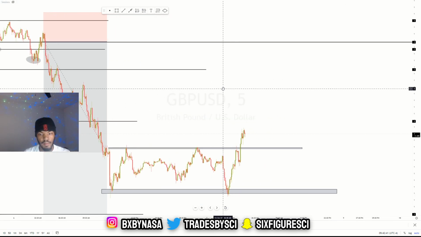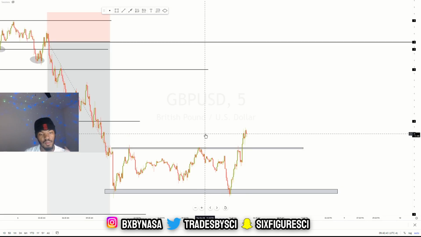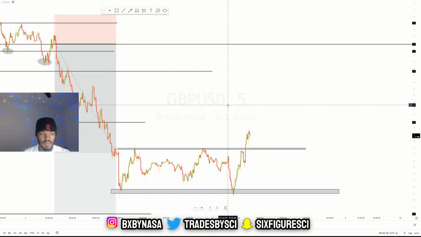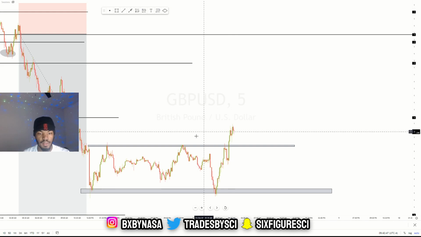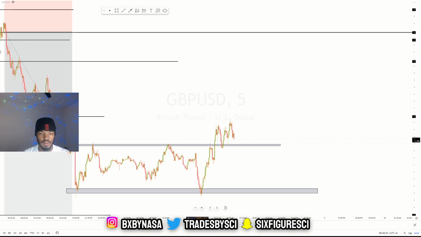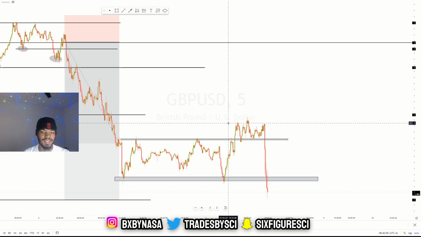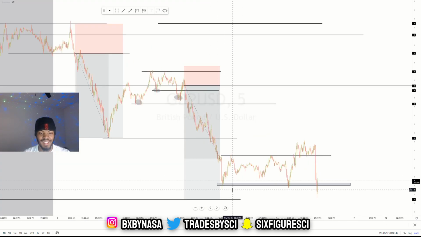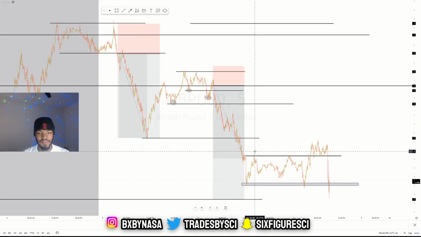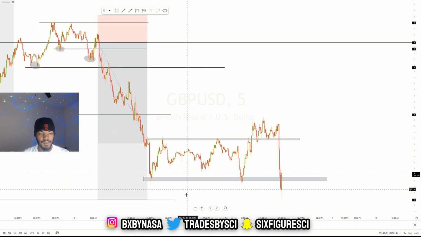Alright, so now we have price coming back above these highs, and we're looking for price to continue higher. So now we can see if price is going to continue higher here. Let's see. Price is holding up as support. Yeah, there we go. Alright, so we finally did come back down to this low.